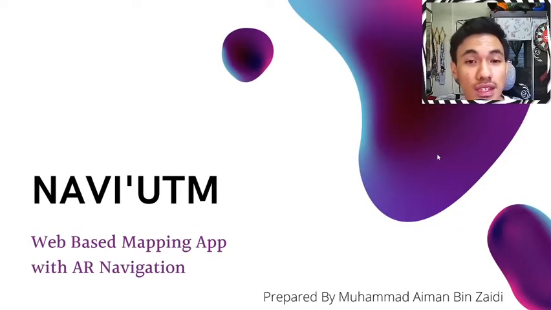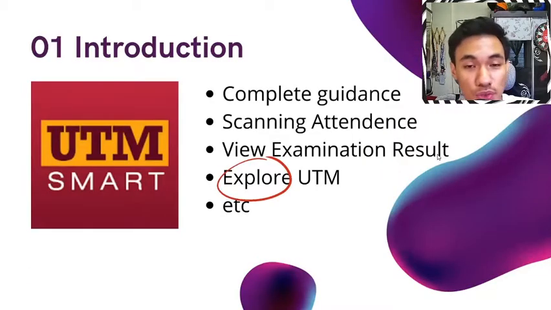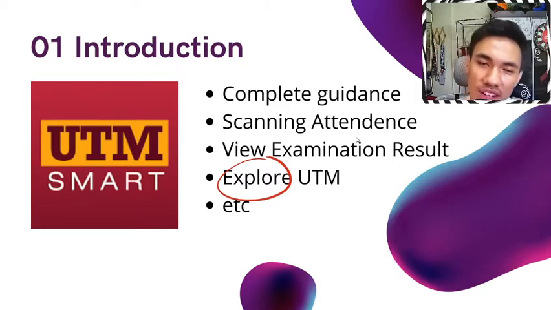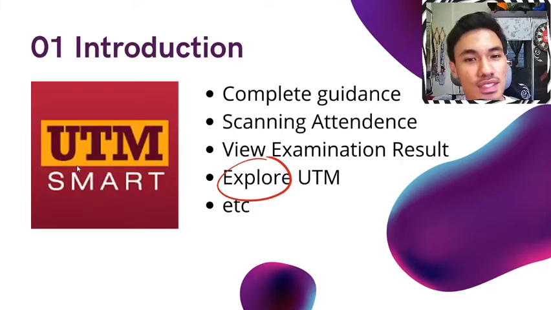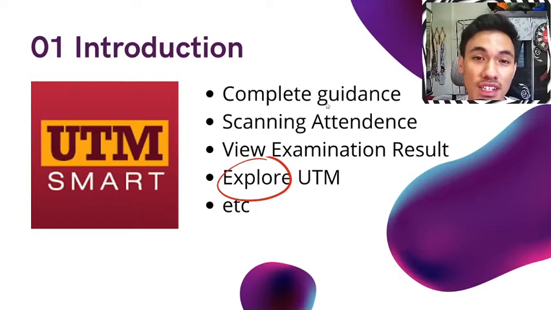So for our starter in this presentation, I'm going to introduce you to an app that is available right now, which is UTM Smart. UTM Smart is an application that acts as an initiative for a digital lifestyle inside Universiti Teknologi Malaysia. As we know, UTM Smart has many different functions that are really beneficial for students, staff, even lecturers. Here is a list of functions available inside UTM Smart, which are the most popular functions used by UTM's people.